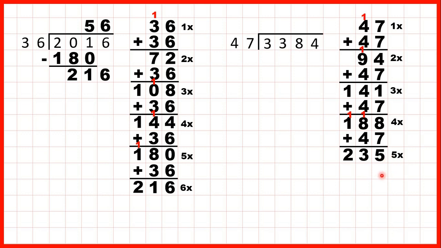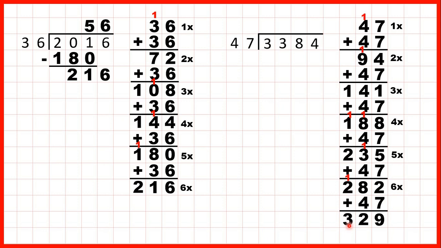adding 47. If we add 47 to 235, that gives us 282 for 6 times, and if we add another 47, that gives us 329 for 7 times. Now 329 is very close to 338, so we can write 329 below the 338, and because that's 7 times 47, we can write 7 in our answer line.